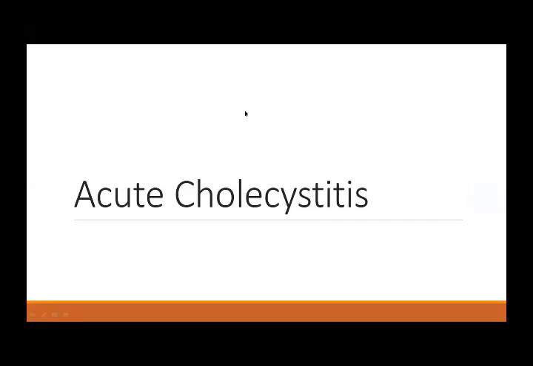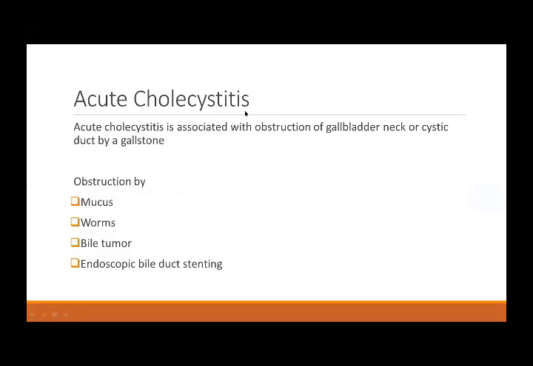So let's talk about acute cholecystitis. Acute cholecystitis is associated with obstruction of the gallbladder neck or cystic duct by a gallstone. So acute cholecystitis happens when there is an obstruction to the flow of the bile, when there is obstruction to the gallbladder neck by a stone, then there is stasis, and then there is inflammation. Obstruction can be caused by a stone, by a biliary tumor, by mucus, by worms, anything can cause obstruction. Just imagine the gallbladder neck, funnel down. Caliber is small in the neck as compared to the fundus.